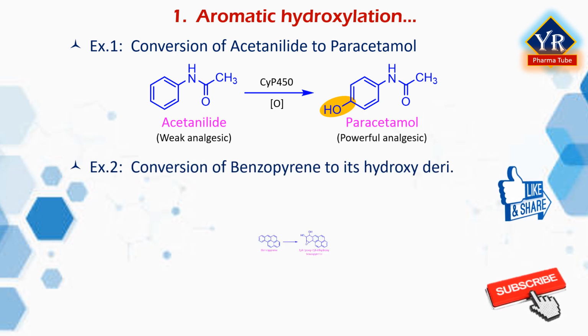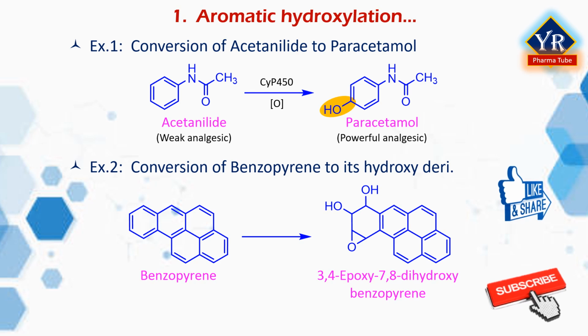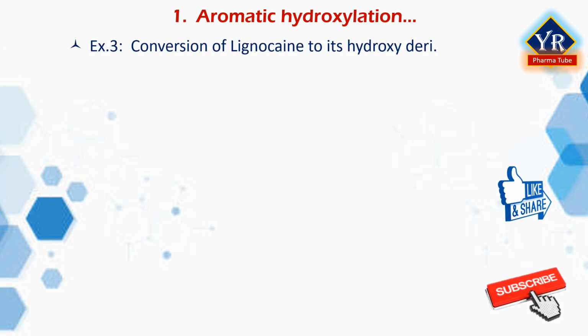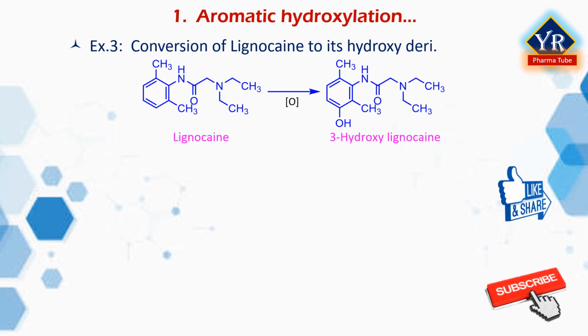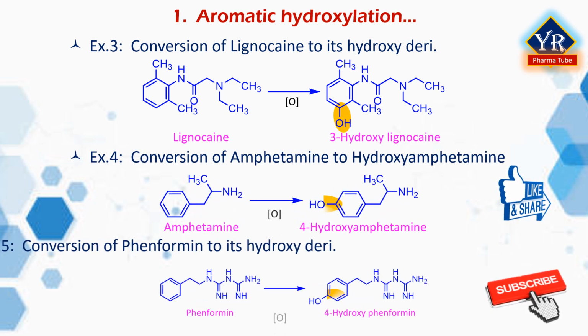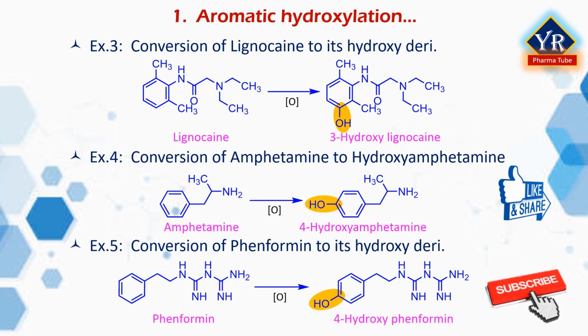In the second example, the aromatic hydrocarbon benzopyrene is converted to its 3,4-epoxy 7,8-dihydroxybenzopyrene, which is a carcinogenic agent. In the third example, the local anesthetic and antidysrhythmic drug lignocaine is converted to its 3-hydroxy derivative. Similarly, amphetamine and fenformin are converted to their 4-hydroxy derivatives.